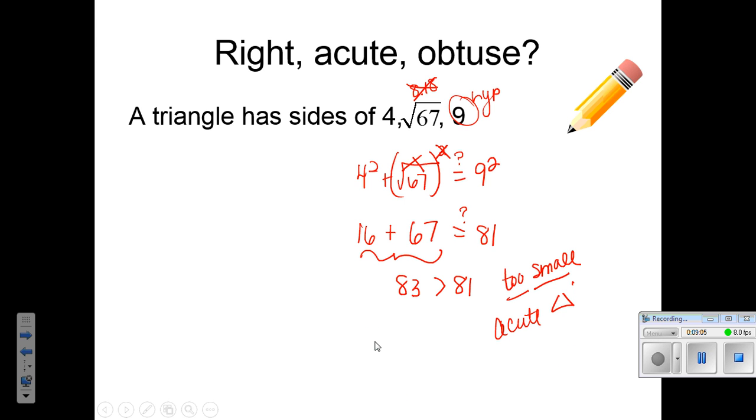Okay, so we use the converse of the Pythagorean theorem to help us decide what type of triangle we have.